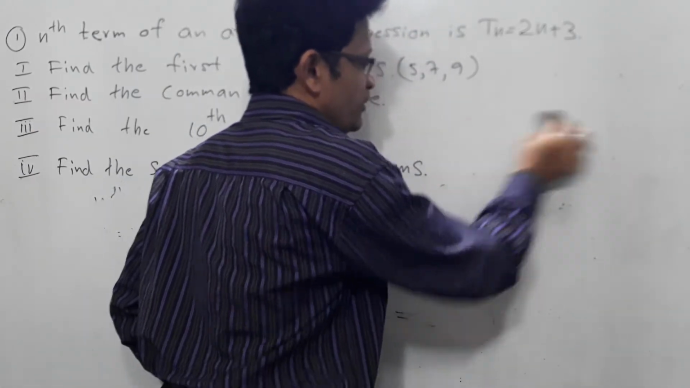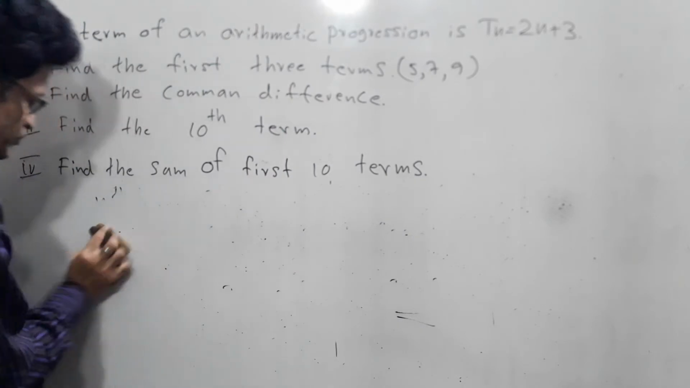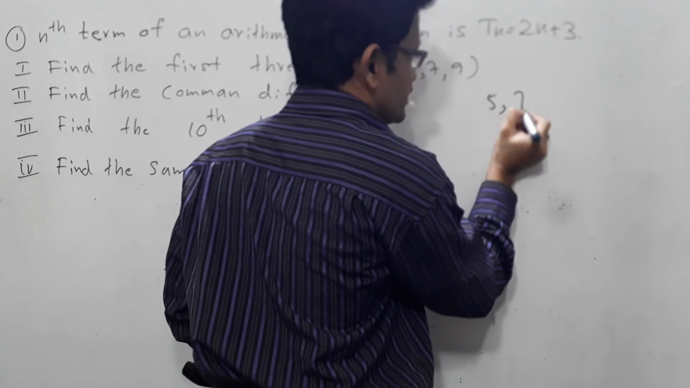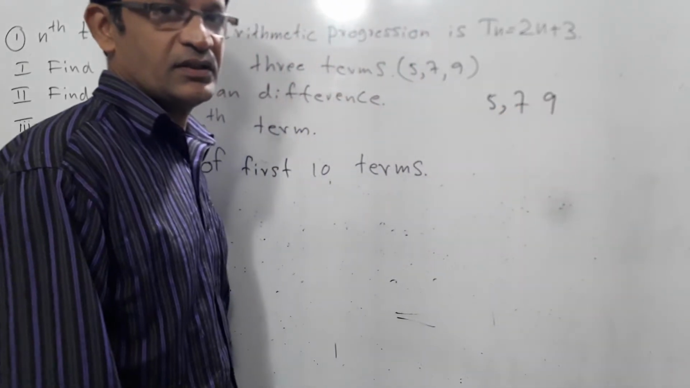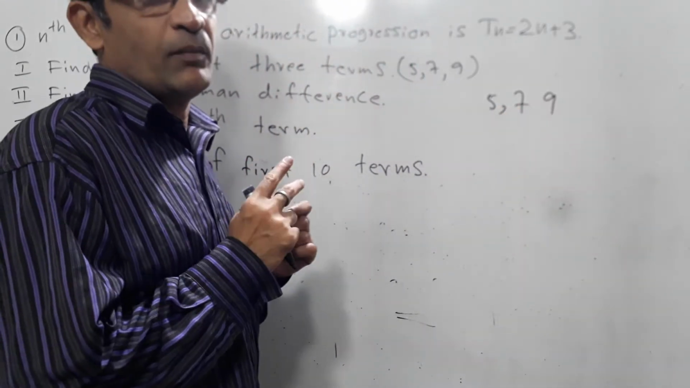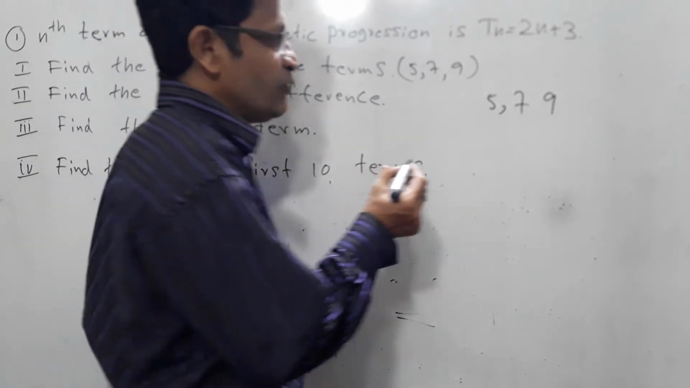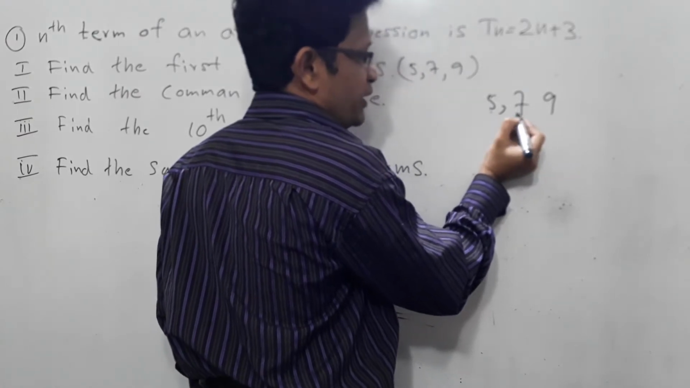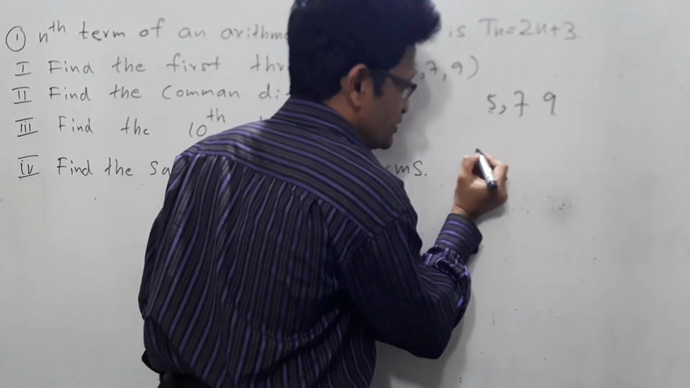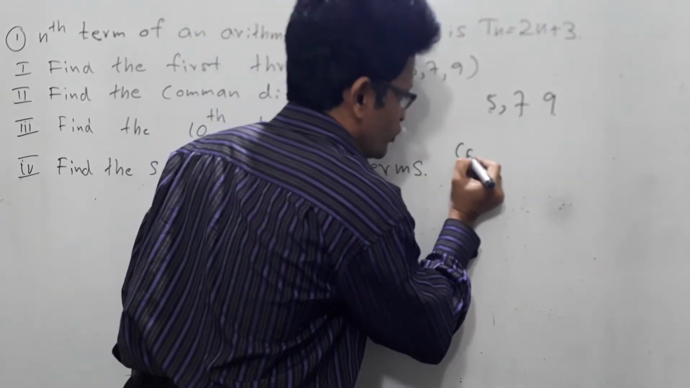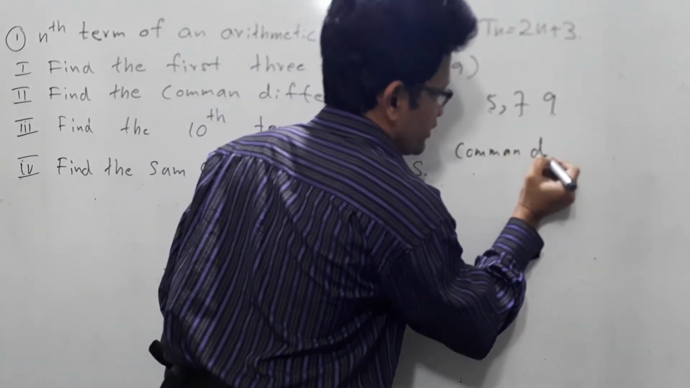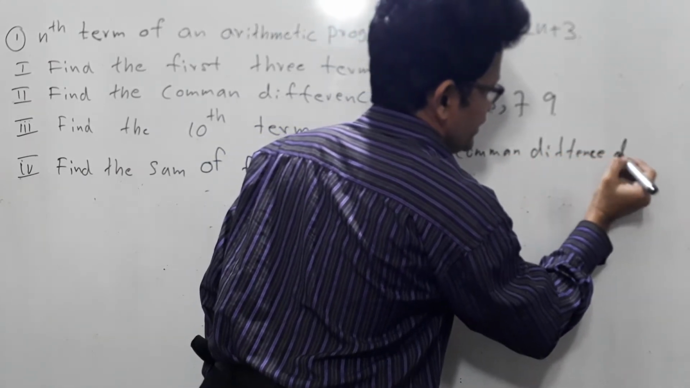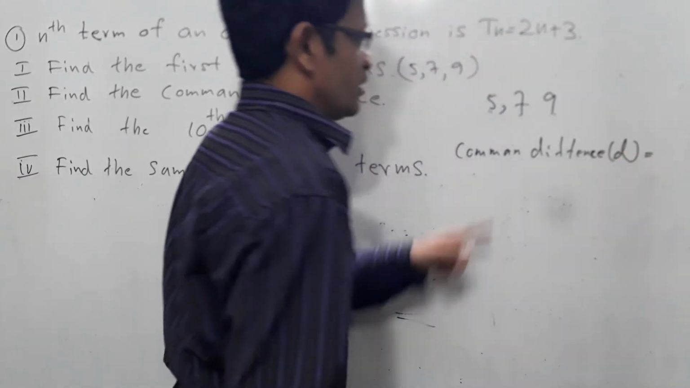To find the common difference, what you must know. So if the first three terms are 5, 7, 9, how to find the common difference? You have to take two consecutive numbers, one after the other. Then from the right hand side number, you have to subtract the left hand side number. That means 7 minus 5 or 9 minus 7. So the common difference we take as D. So we write common difference D equal what? 7 minus 5.